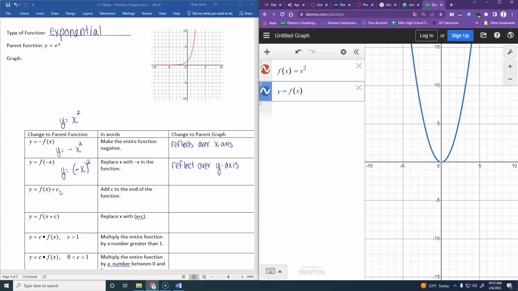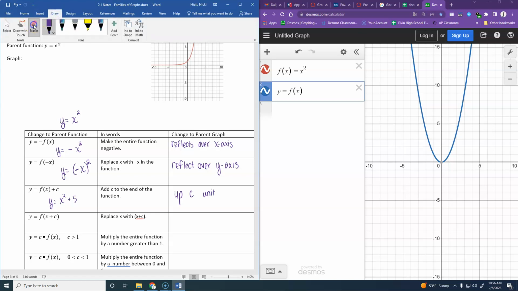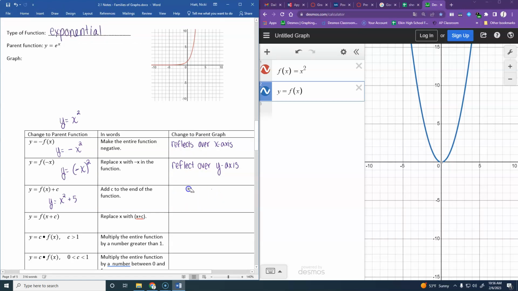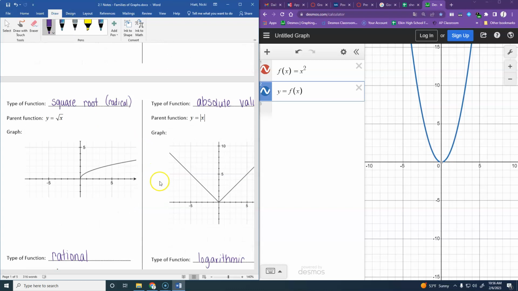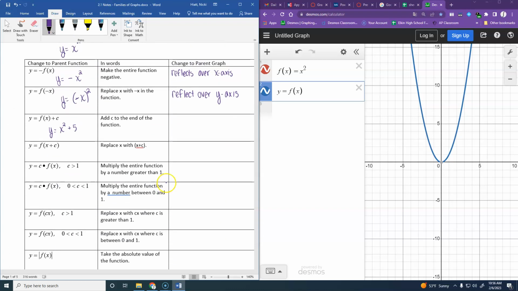This one should be most familiar to you. It would be something like x squared plus 5. What's going to happen if I put a plus 5 on the end of that? Up 5. So up, I'm going to put c units. Actually, let me revise that. Let me not say just up. If I put plus 5, it will go up. But what if I put minus 5? It'll go down. So it's going to go up or down c units. And it's going to go in the direction you think it would.